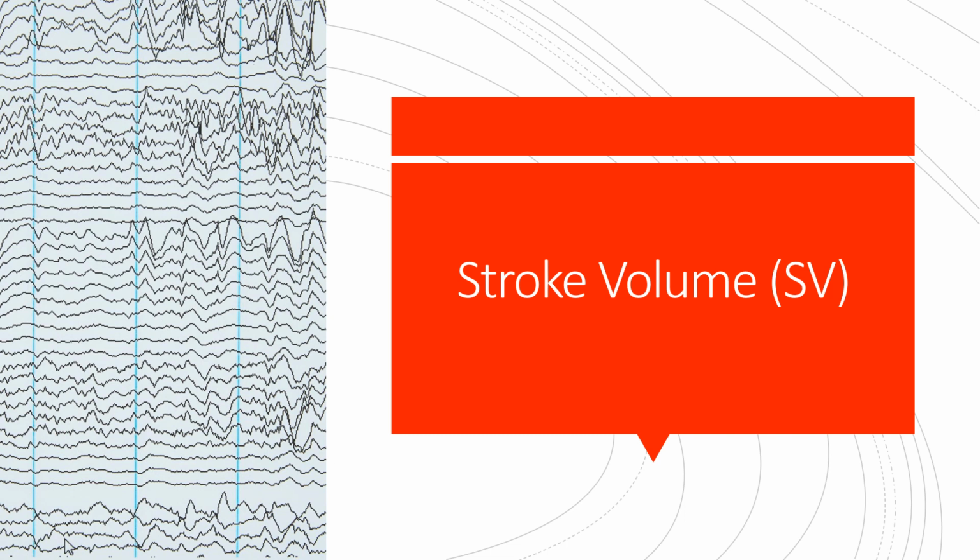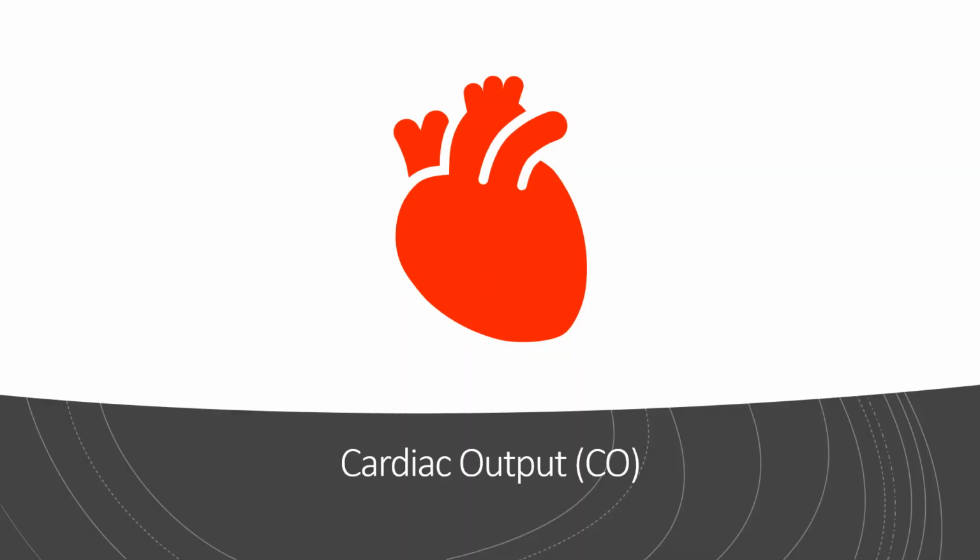Stroke volume varies depending on the body's needs. So for example, during exercise, stroke volume increases to meet the increased demand for oxygen. So cardiac output is the product of heart rate and stroke volume. It represents the amount of blood pumped by the heart per minute.